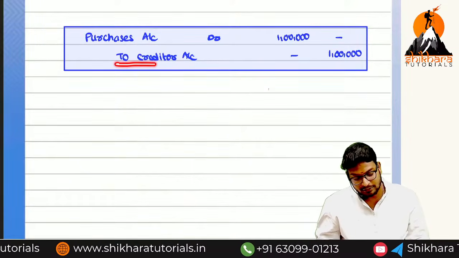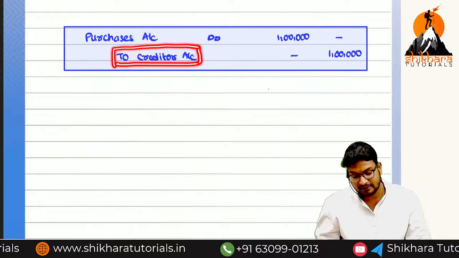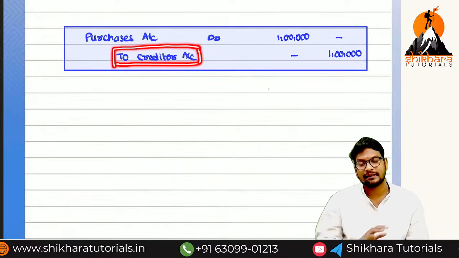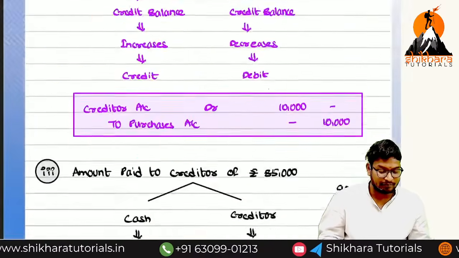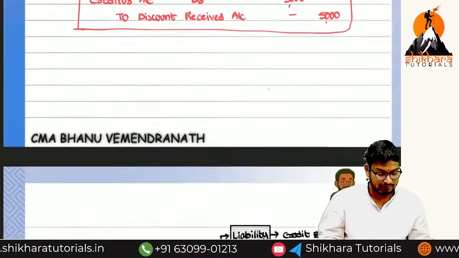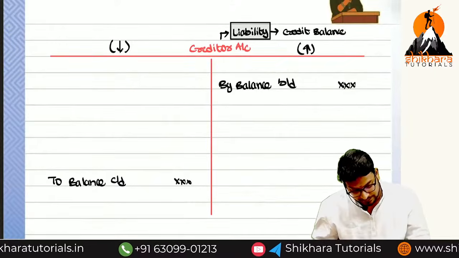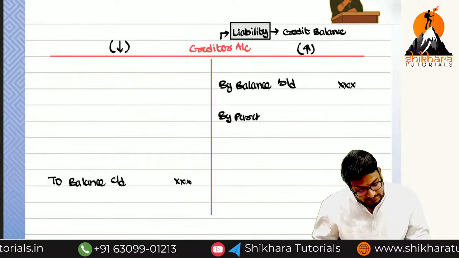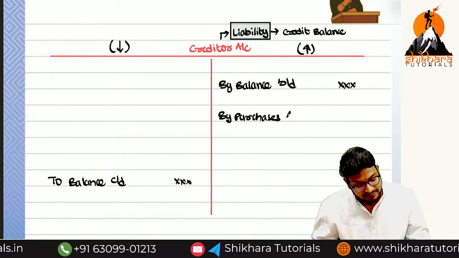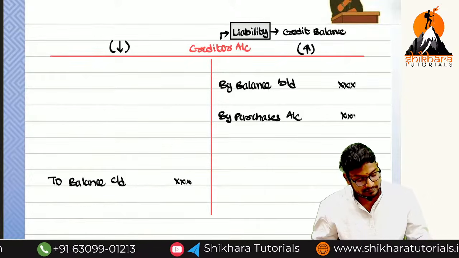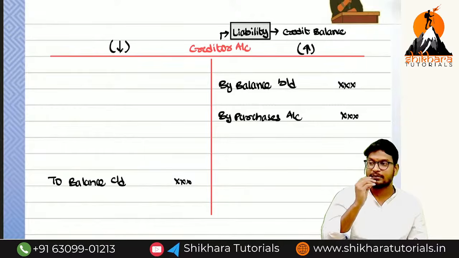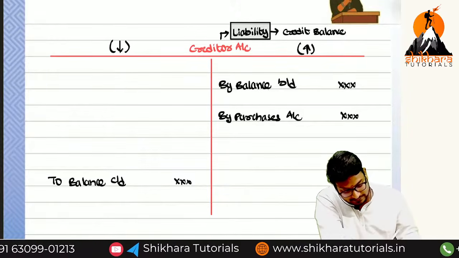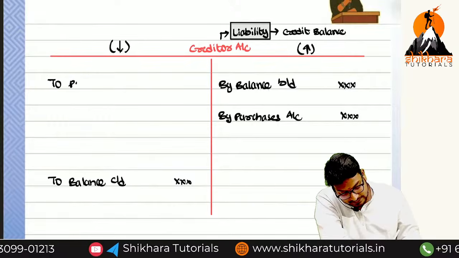So in the creditor account, what happened? Debited or credited? Credited. So in the creditor account we have to record on which side? Credit side. With the name of what? Purchases. So by purchases. Here also, increases or decreases? Increases. That is the reason we are recording on the credit side. And then purchase returns will be on which side? Debit side, because increases or decreases? Decreases. To purchase returns.